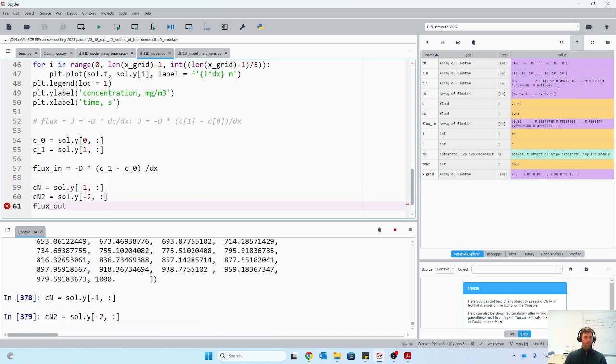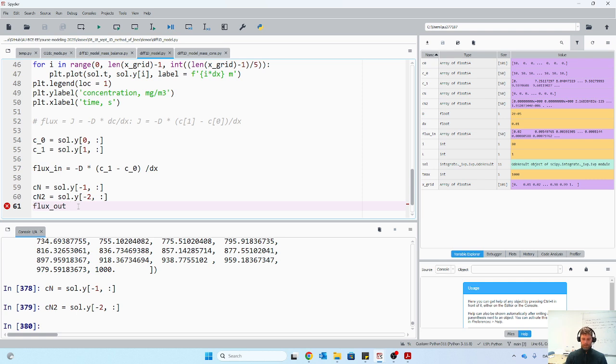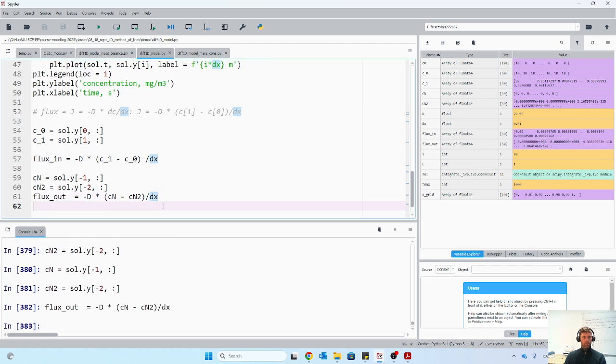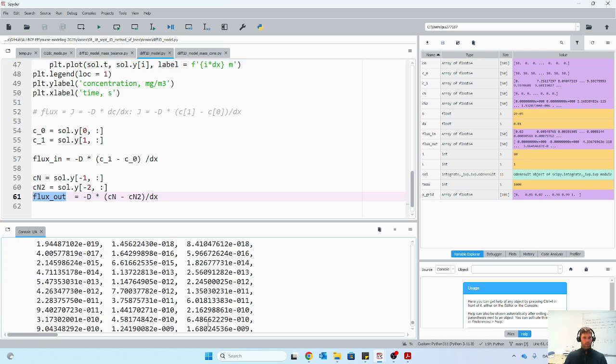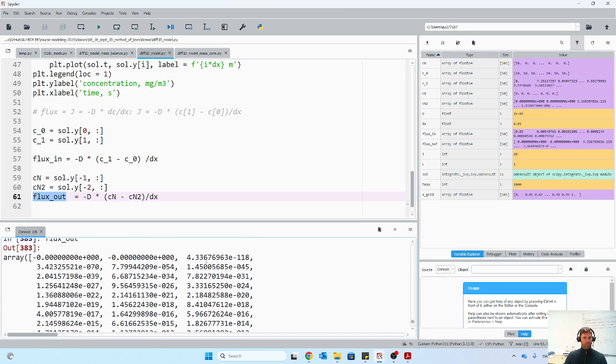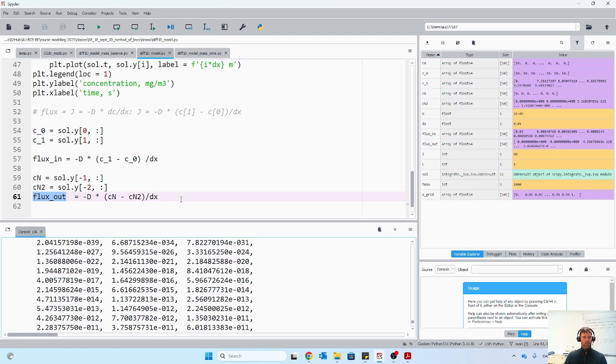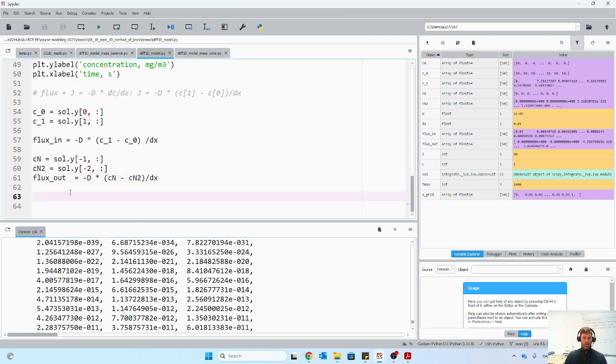Good. So we calculate the flux out: Cn minus Cn2 divided by dx. Good. So the flux out here. We get some very small numbers. Almost nothing is going out on the right side, it seems.